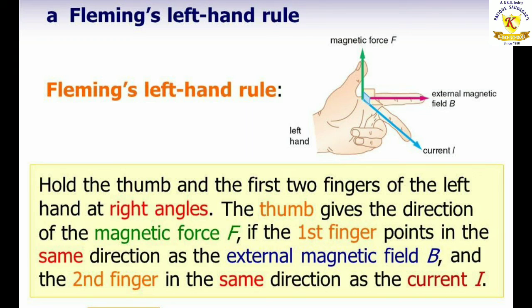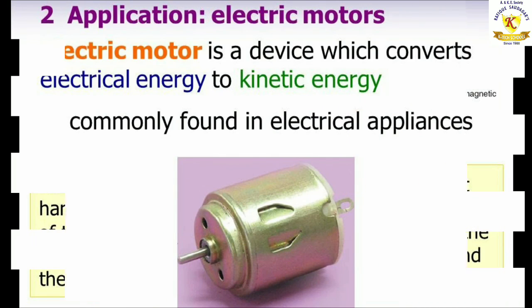Now, what does Fleming's left-hand rule state? Hold the thumb and the first two fingers of the left hand at right angles. The thumb gives the direction of magnetic force F, if the first finger points in the same direction as the external magnetic field B and the second finger is in the same direction as current I.